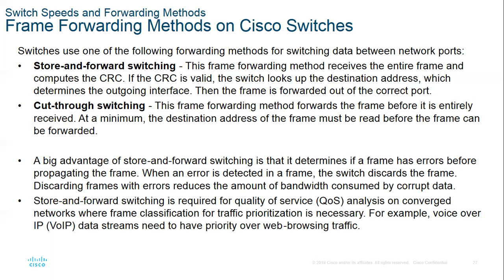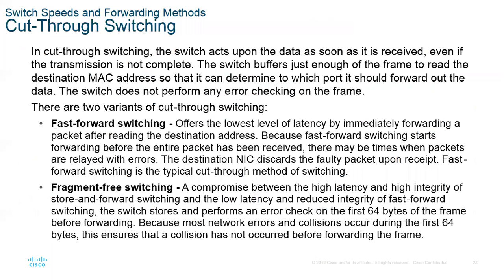specifically when we have a converged network, which means running real-time applications such as voice over IP or video over IP data streams, which need high priority over web browsing traffic. For the cut-through switching method, in fact, there are two variants: fast-forward switching and fragment-free switching.